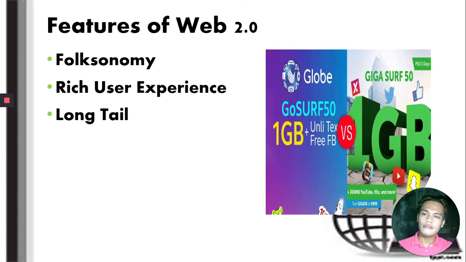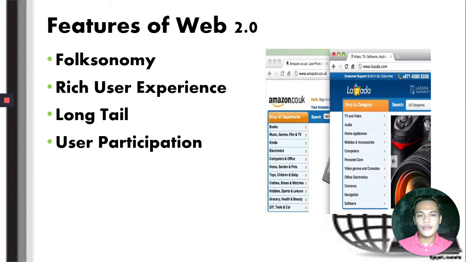Next one is the long tail. This is the same as subscribing to a data plan that charges you for the amount of bandwidth that you're using. Next, user participation. The owner of the website is not the only one who is able to put in content. Others are able to place content on their own by means of comments, reviews, and evaluations. Examples of user participation are Shopee, Lazada, Amazon.com, and eBay. These examples are online shops or online shopping applications.